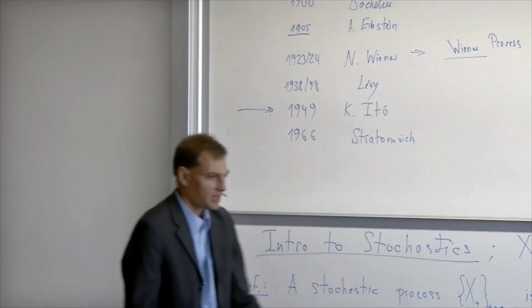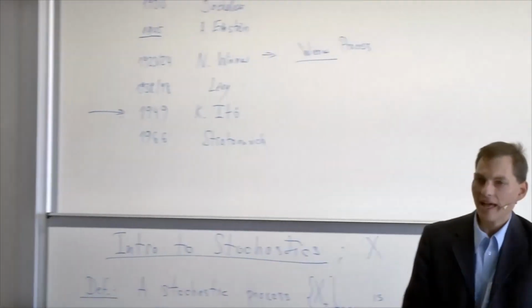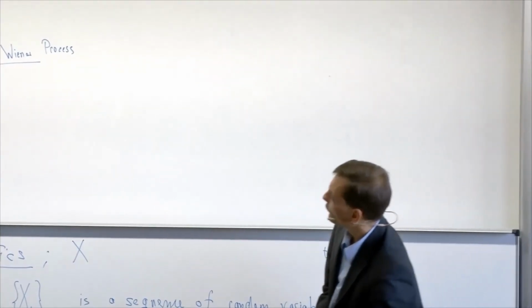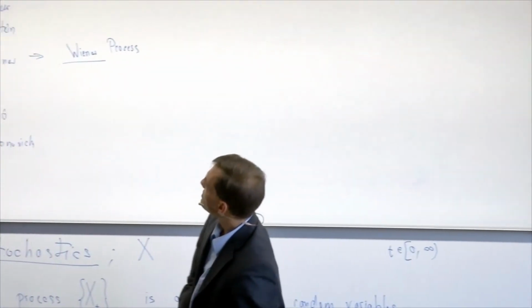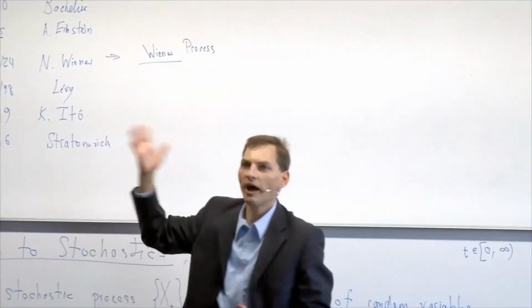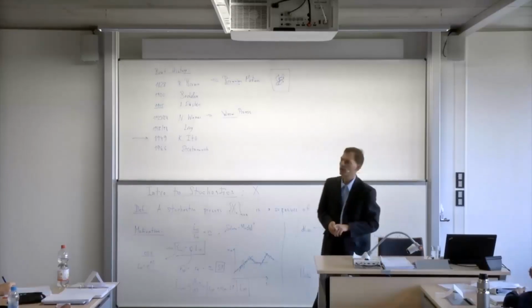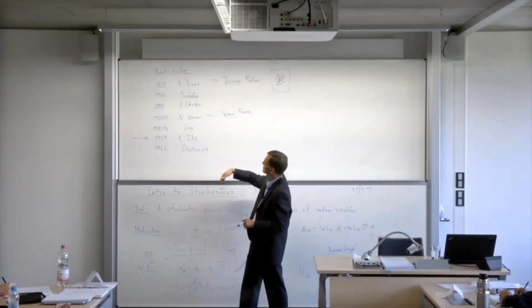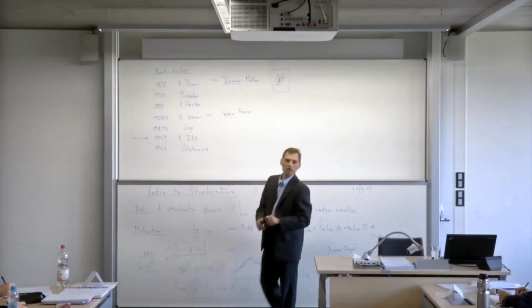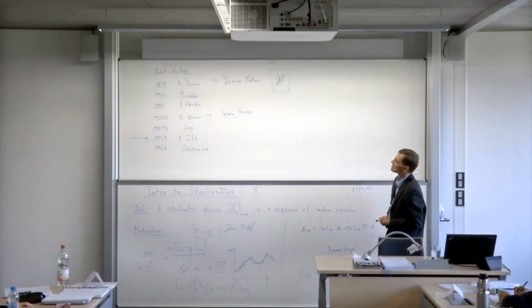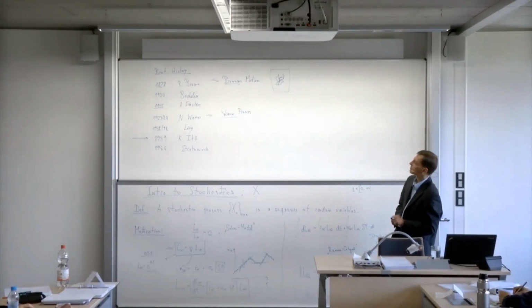Okay, so that gives you a brief history of stochastic calculus, how it developed over time. And now we start basically with Wiener. So we define what a stochastic process is. And then we continue with how to do integration and differentiation. So that is the program for the next hours.